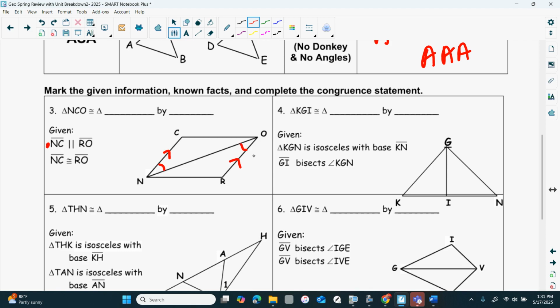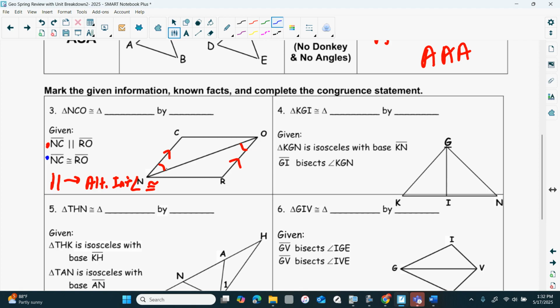So if you see parallel, okay, let me fix that, sorry. I'm just going to put the parallel symbol. If parallel, then you're going to have alternate interior angles congruent. Okay. So parallel indicates the arrow. Now the other thing they tell us is NC, this segment is congruent to RO.